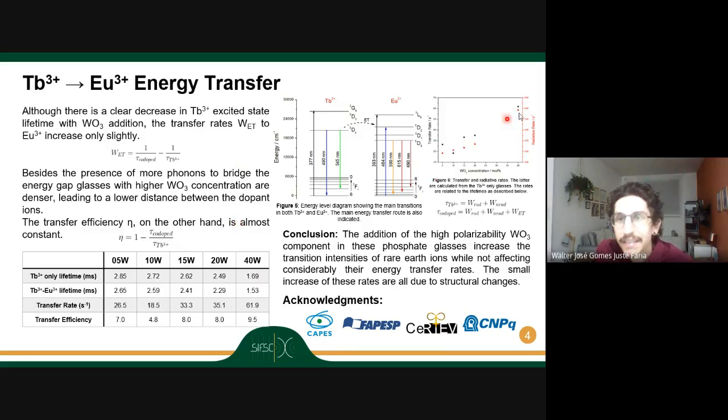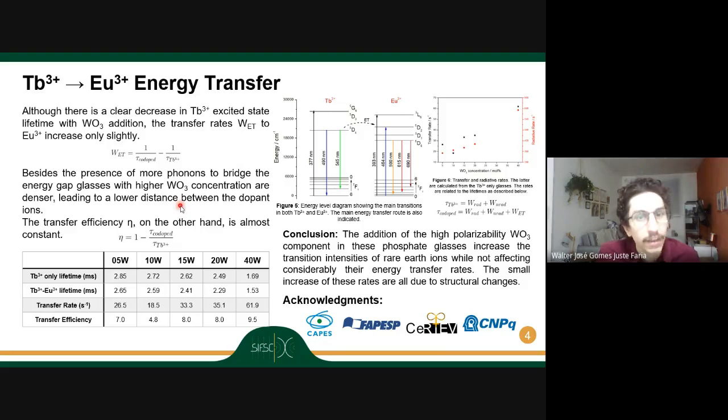And we can say that this transfer increase is not due to the polarizability, which increases a lot. So we would expect a much higher increase in the transfer rates. This increase is only due to the funnels, as we showed previously, and also because the glasses with more tungsten are denser, so the rare earth ions are closer to each other, their distances are lower, and then the transfer rates will also be a little bit higher because of this closer distance. So these are the things that cause a little bit of the transfer rate increase, not the really high polarizability increase.